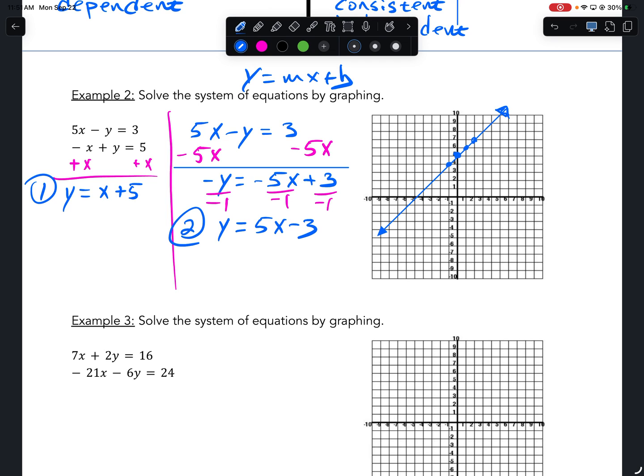Put arrows on the end. Okay? Then I'm going to do my next one in pink. I'm going to start at -3, make it up. I'm going to go up 5, right 1.